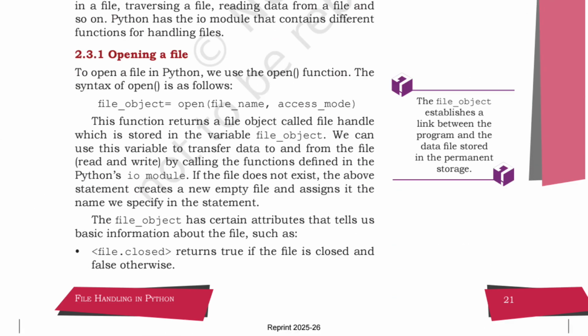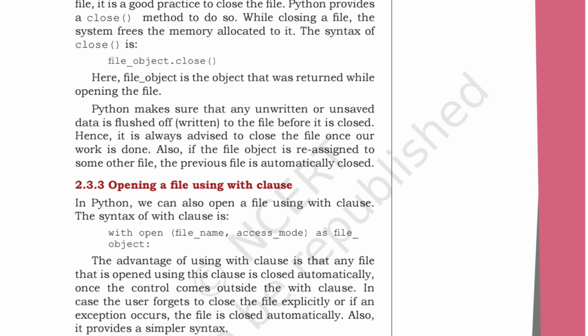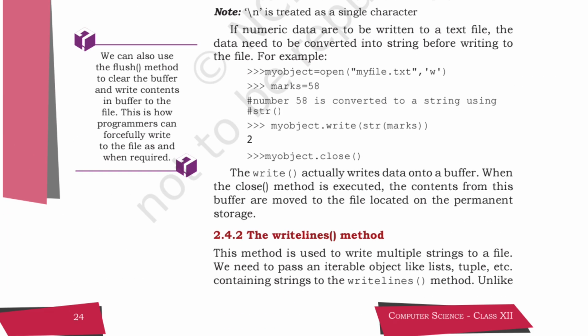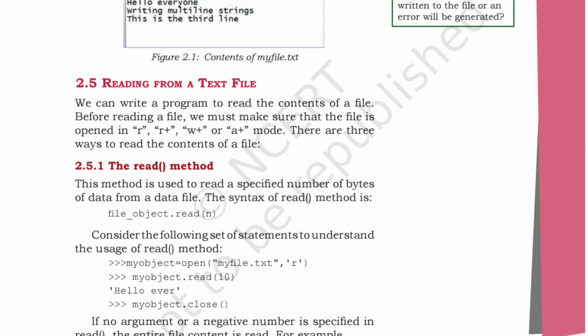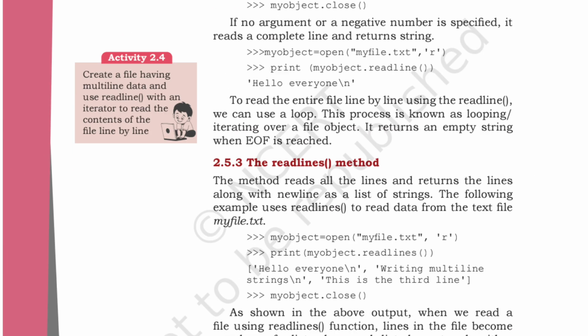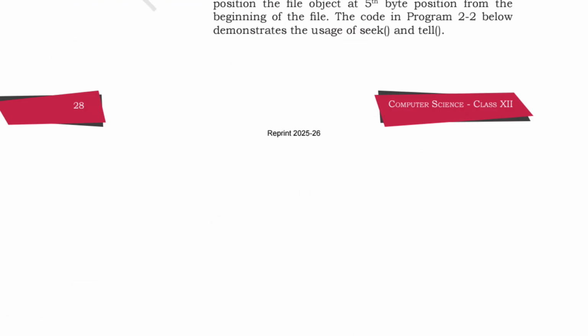I already taught you about the tell and seek methods. The tell method is useful for finding the current position of the file, and the seek method is useful for moving to the beginning point of the text file. Okay. So in this, I will teach you one of the examples over here.